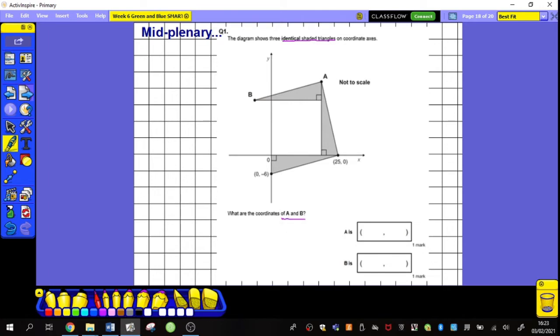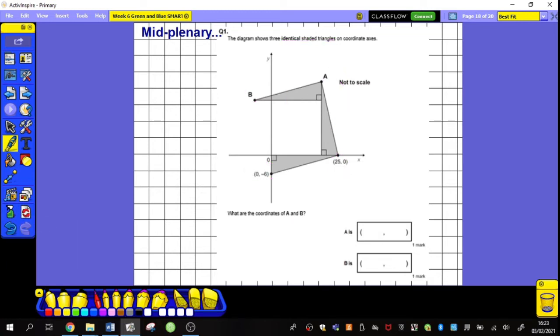I can see A is and B is on the side. So A is up here and B is on the left there. Now I'm looking at A and B, and there's nothing around there, nothing in this area, nothing in this area that has any numbers. All of my information is at the bottom here.